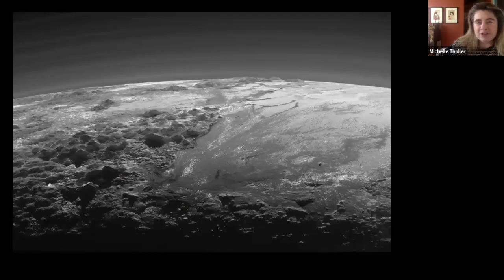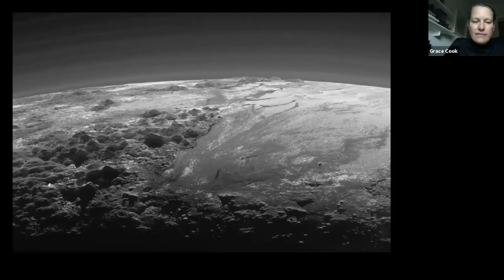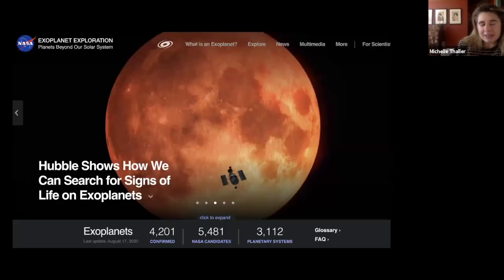This is one of my favorite pictures. This is real. This is us flying over Pluto. The mountains you see glinting in the sun are made of pure water ice, and they're 10,000 feet high over a nitrogen glacier. Just beautiful. Incredible.